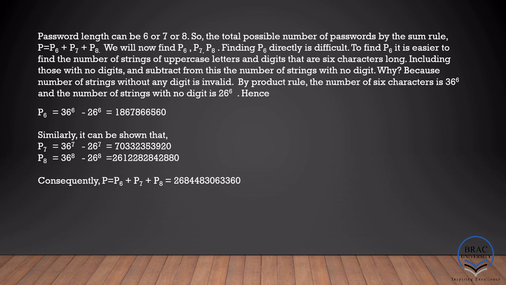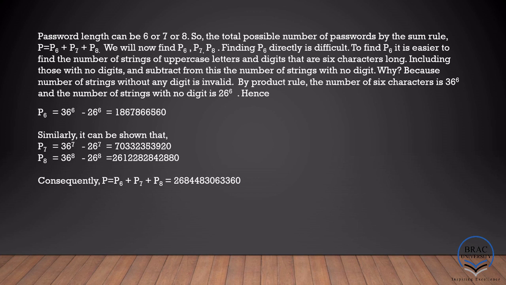Similarly, while we have 7 different places, we can pick one character for one place out of 36 possible options, that is 36 to the power 7 for 7 places. We are excluding the possibility where there will be all letters, because it violates the condition that we have to pick at least one digit. That is why we are excluding 26 to the power 7. Same goes for 8. We have 36 to the power 8 minus 26 to the power 8.